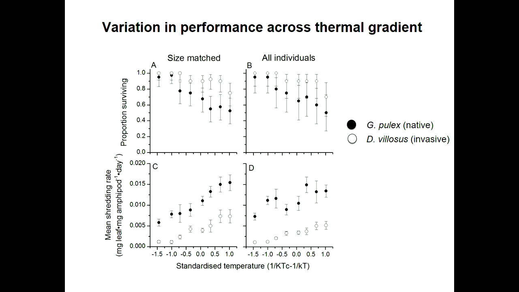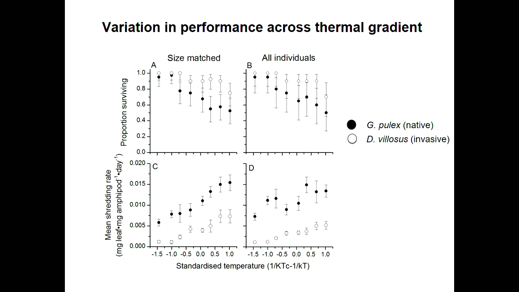So what did we find? Just to help you with the interpretation of this, the black dots are all the native species, and the open symbols are all the invasive species. And what I'm showing you here is the proportion surviving at the top and the shredding rate at the bottom. Control for standardized temperature, because we did some metabolic theory work as well, which I won't talk about today.